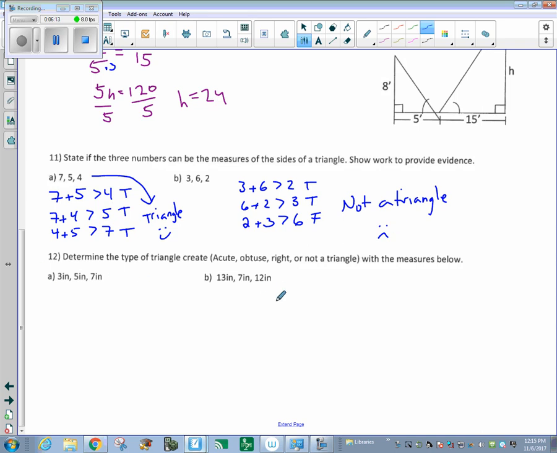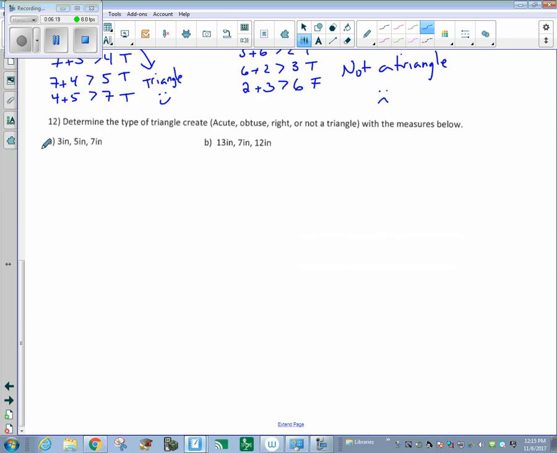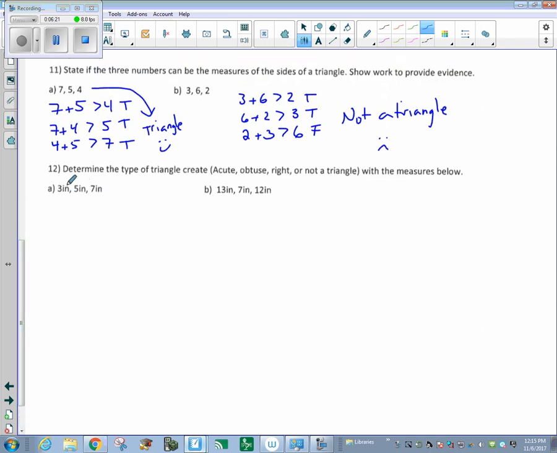All right, down here we're going to determine right, acute, obtuse, or cannot tell. First we need to do the test up here, as we did before, to see if it's a triangle. If I take 3 and 5, the two smaller sides, they're bigger than 7, so this is a triangle. And 7 plus 12 is bigger than 13, so that also makes a triangle. That was basically the final step in each of these: taking the two smaller sides, they need to be bigger than the larger side to make it a triangle.